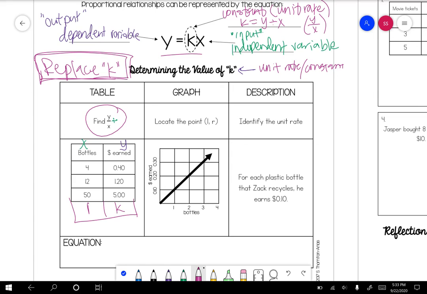So we would start with 0.40 divided by 4. We'd do 1.2 divided by 12, and 5 divided by 50. If we have a calculator and we do this, I encourage you to pause it and calculate it yourself, but we get 0.1, 0.1, 0.1.